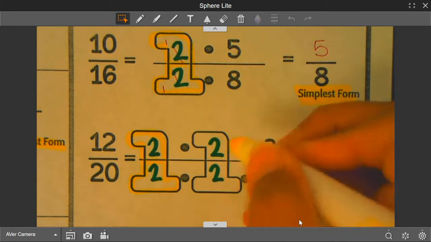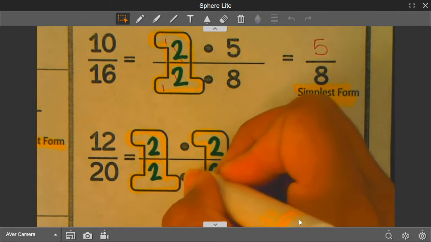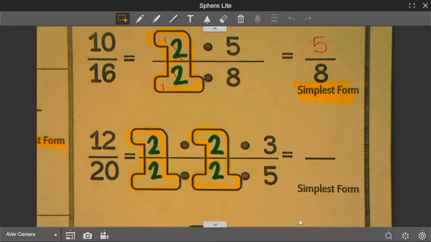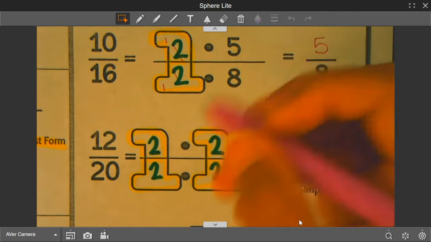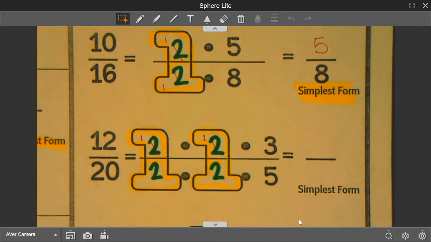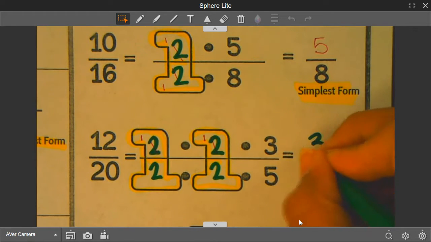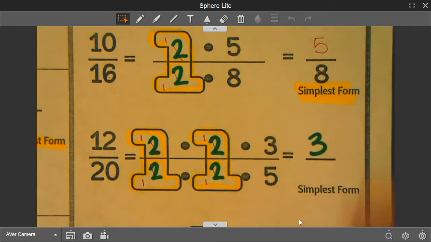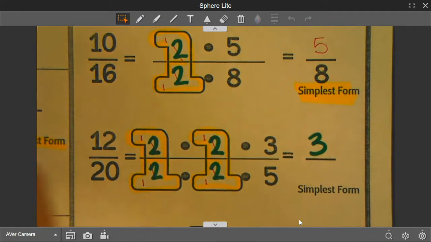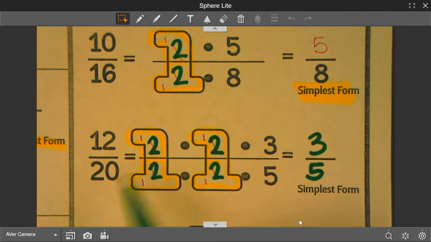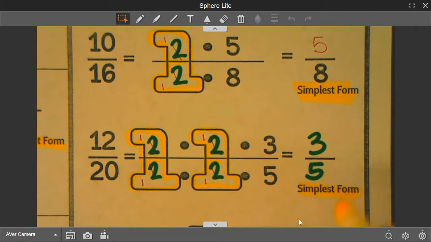2 over 2 makes a 1. 2 over 2 makes a 1. Good. So now let's finish the math. So I have 1 times 1 times 3 is 3. And then I have 1 times 1 times 5 is 5. So that is 5. All right, so 12/20 is equivalent to 3/5, and 3/5 is written in its simplest form.